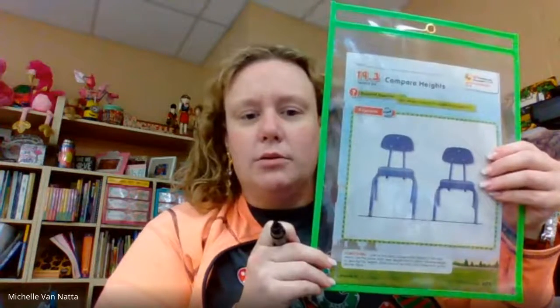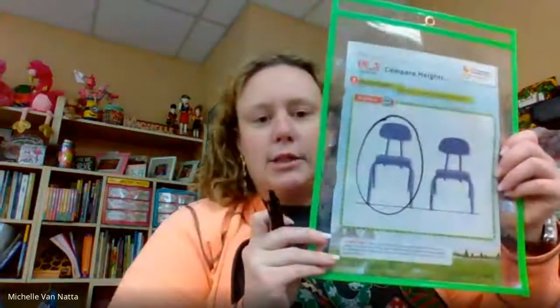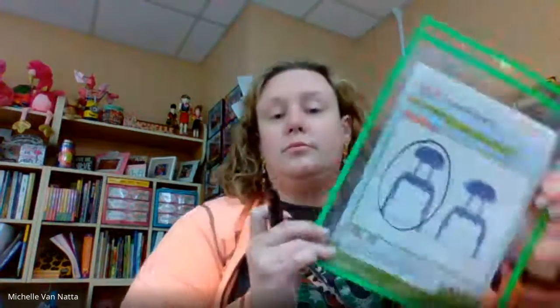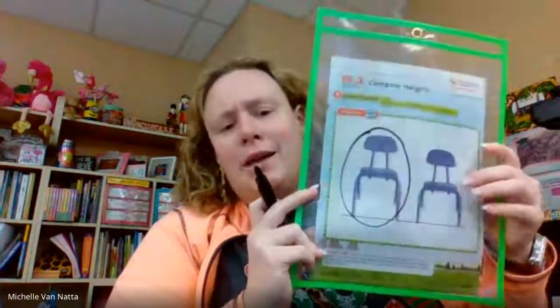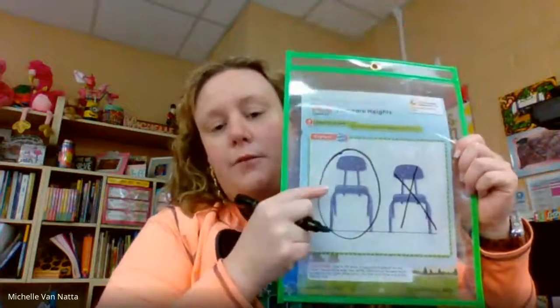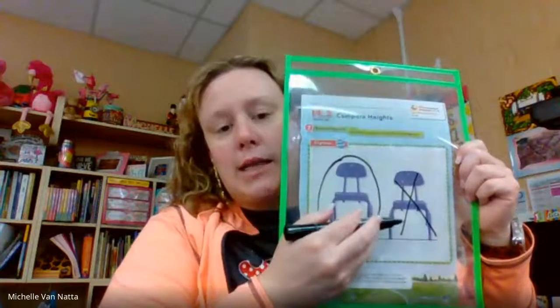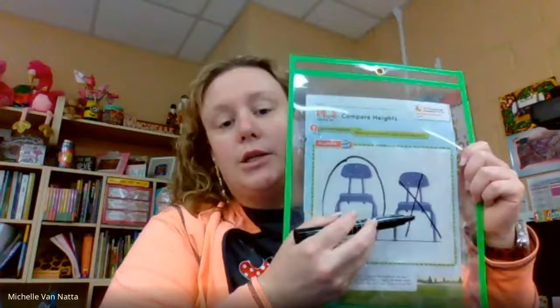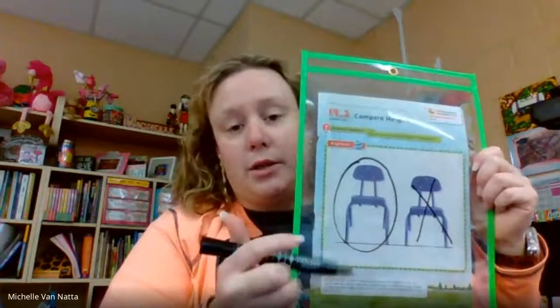Which one's taller? The first one. Yes, so go circle that first one. Just like that. Now, then it says draw an X on the shorter chair. So which one's shorter? The second one. So let's draw an X on the second one. Just like that. So the first one is taller than the second one. The second one is shorter than the first one. Okay?